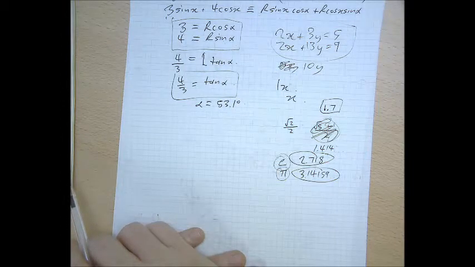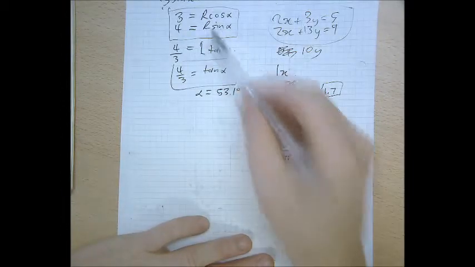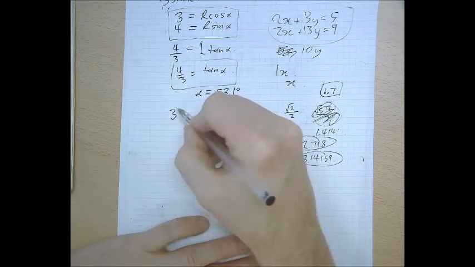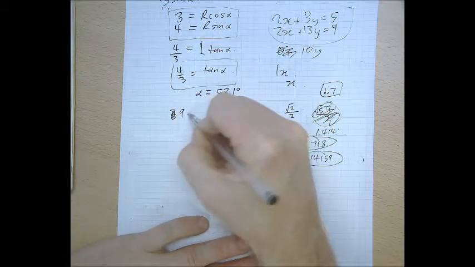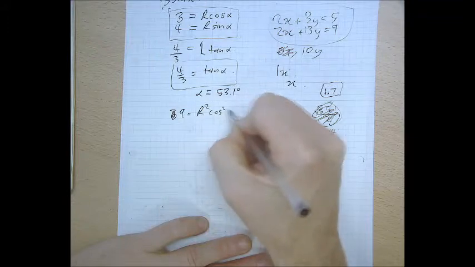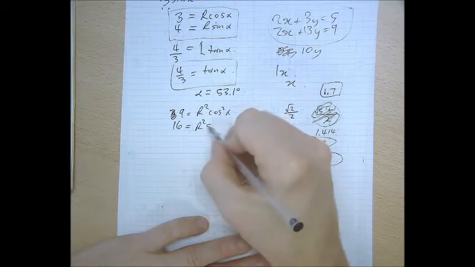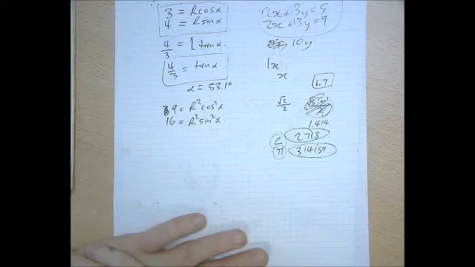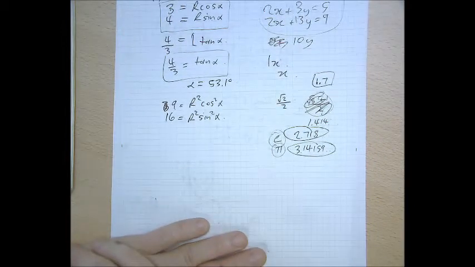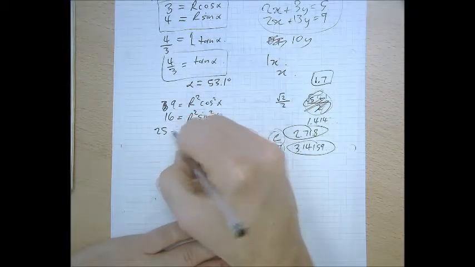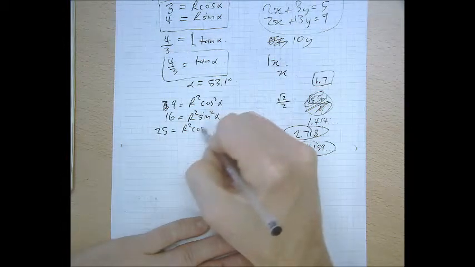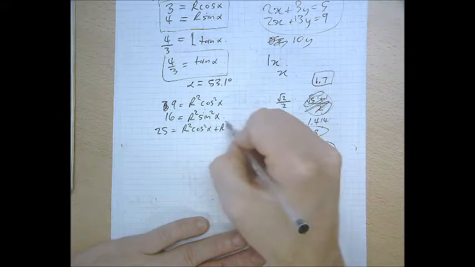alpha instead of R. Now watch this. If you thought that was clever, check this out. I'm going to square the first line. 9 equals R squared cos squared alpha. I'm going to square the second line. 16 equals R squared sin squared alpha. Even though it seems crazy because I'm not going to get a blank, I'm going to do two additions. 25 equals R squared cos squared alpha plus R squared sin squared alpha.